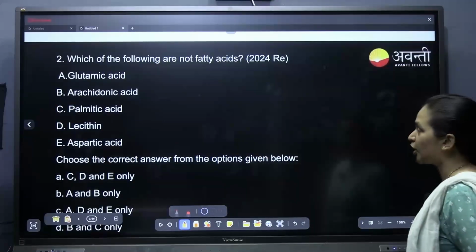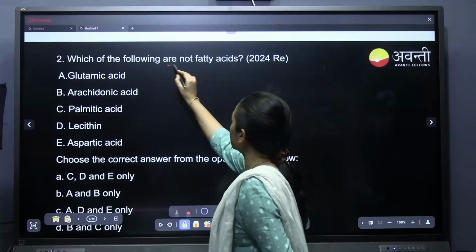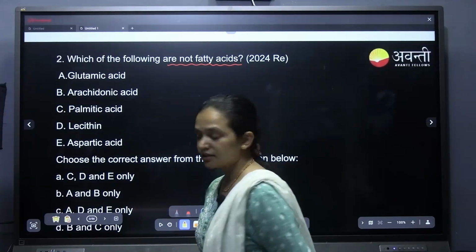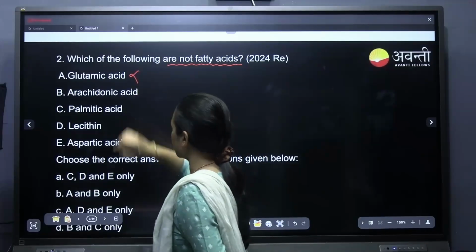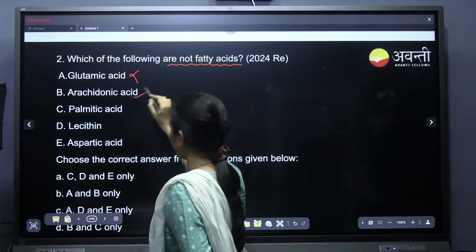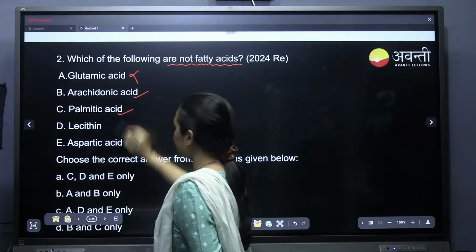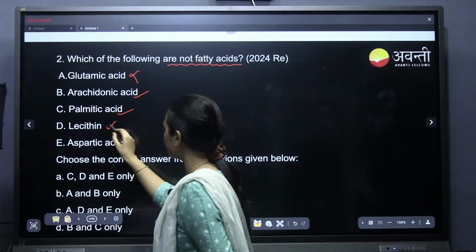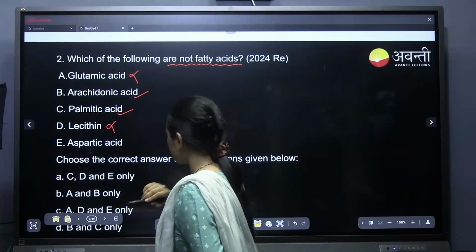Which of the following is not a fatty acid? We need to find out which is not a fatty acid. Glutamic acid, it's an amino acid, so it is not a fatty acid. Arachidonic acid is a fatty acid. Palmitic acid is a fatty acid. Lecithin, what is lecithin? It is a phospholipid, so it is not a fatty acid.